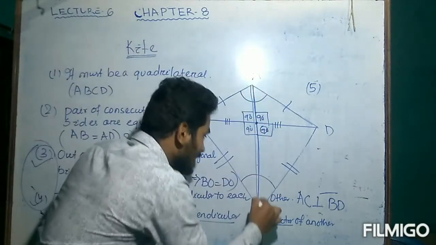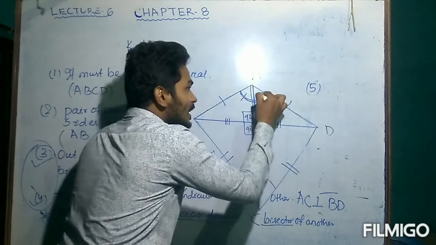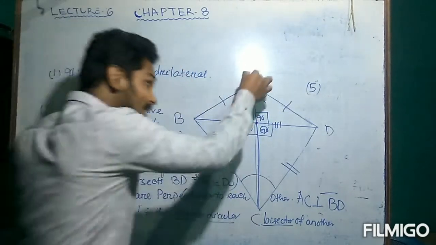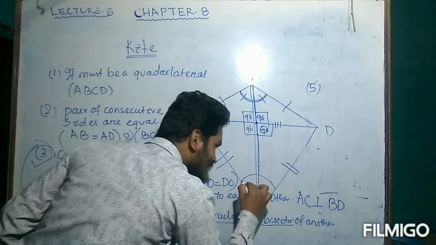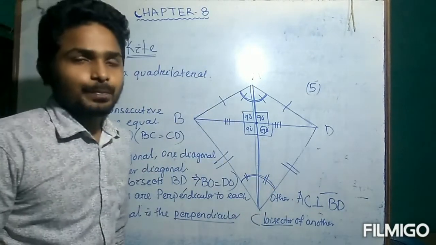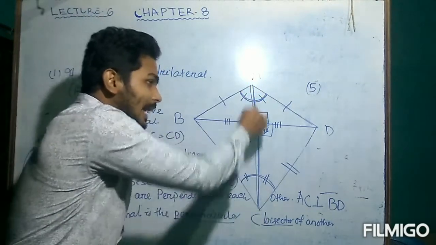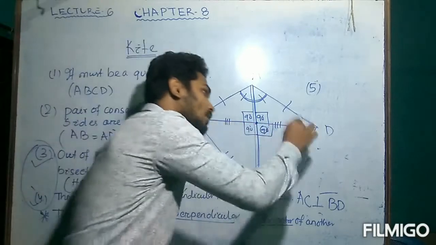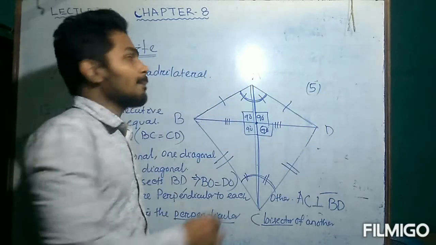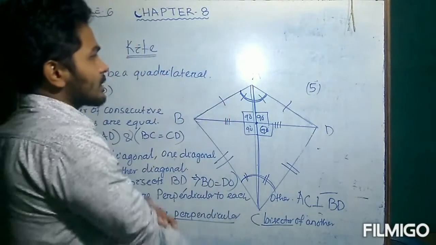This diagonal AC bisects this angle. That means this and this are equal. That diagonal AC also bisects this angle. That means this is equal to this. So simply you can write, the diagonal which bisects another diagonal also bisects the two vertical angles. So write it fast.